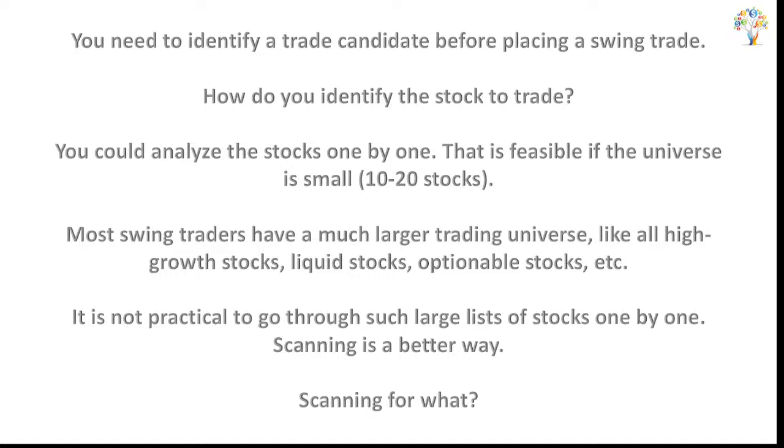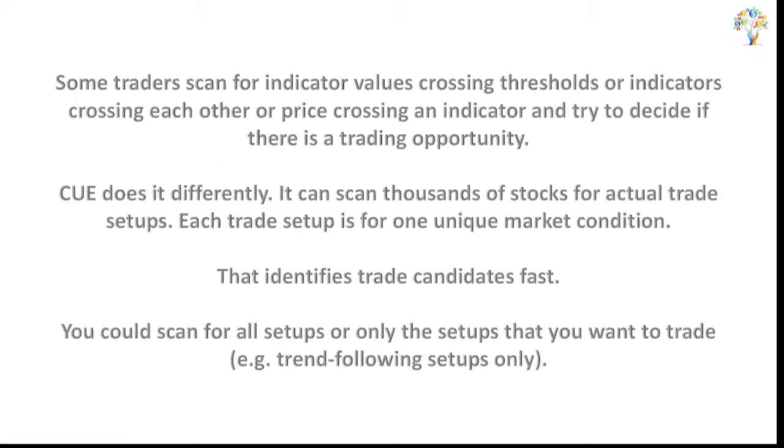Scanning is a better way. Scanning for what? Some traders scan for indicator values crossing thresholds or indicators crossing each other or price crossing an indicator and try to decide if there is a trading opportunity. Q does it differently. It can scan thousands of stocks for actual trade setups. Each trade setup is for one unique market condition that identifies trade candidates fast.